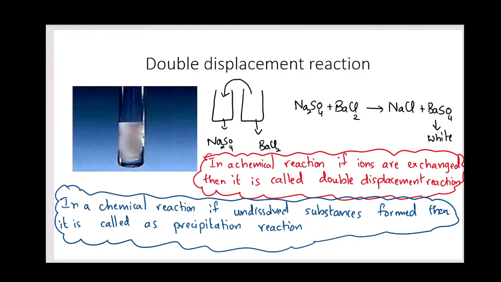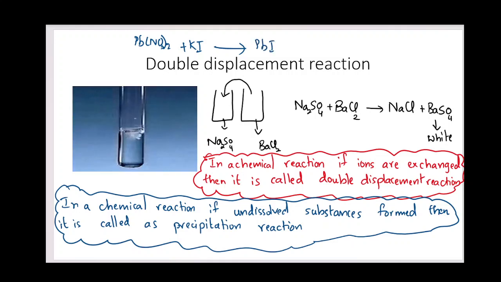You can give one more example for this, that is lead nitrate. We took lead nitrate and potassium iodide. The color of the solution turns yellow because of lead iodide. Okay, lead iodide plus potassium nitrate. So this is one more example for a double displacement reaction. Okay, I hope you understood this much.